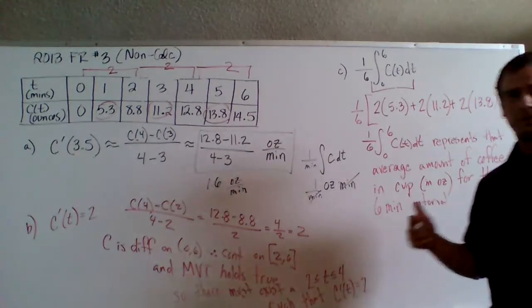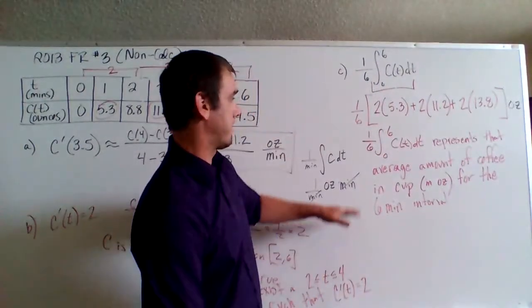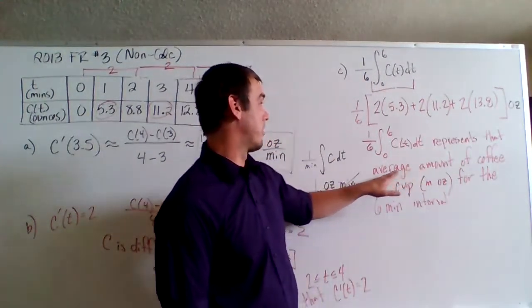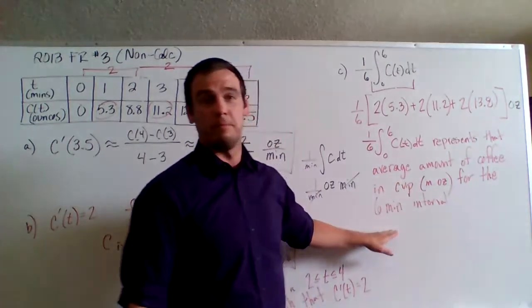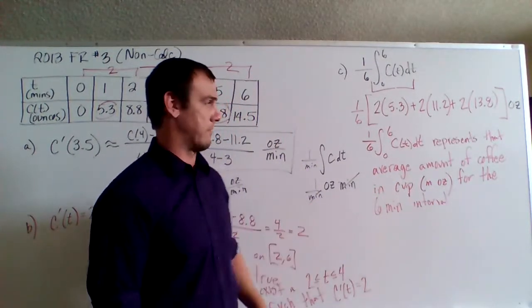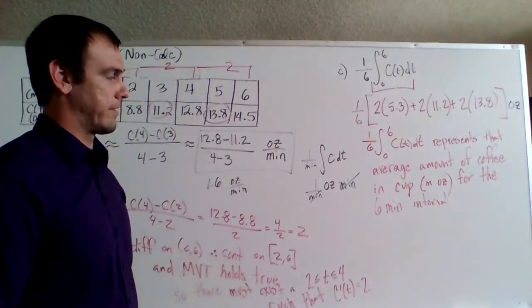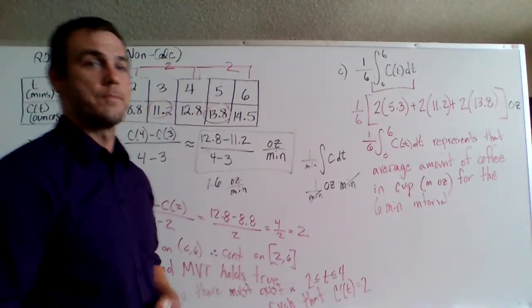I believe when I went through it earlier, I probably worded it a little bit better. I think I said it represents the average ounces of coffee in the cup for the 6 minute interval. I think that sounds a little bit better, but it's really saying the same thing. Nice.